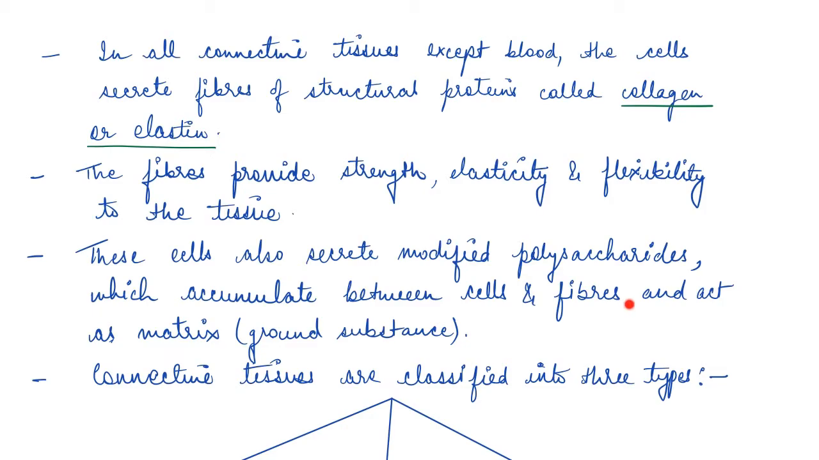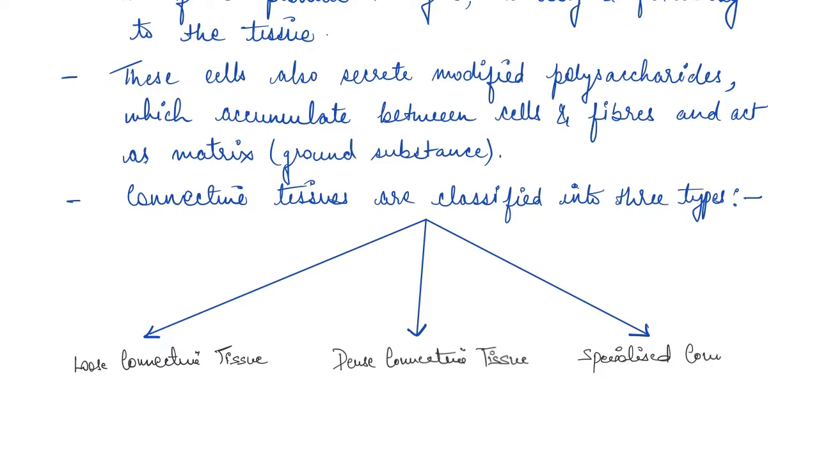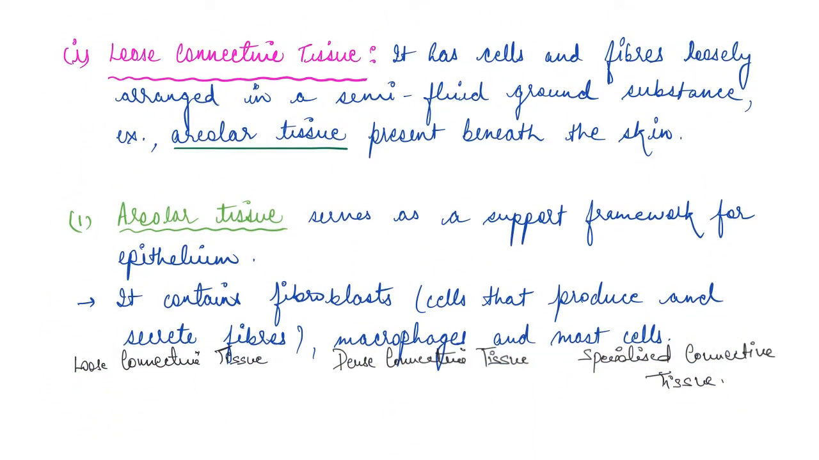Now, connective tissues are basically classified into three different types. What are these three types? The first type is loose connective tissue. The second type is dense connective tissue. Third is specialized connective tissue. So we have three different types of connective tissues, and we are going to study all these types one by one. Let's start off with the loose connective tissue.